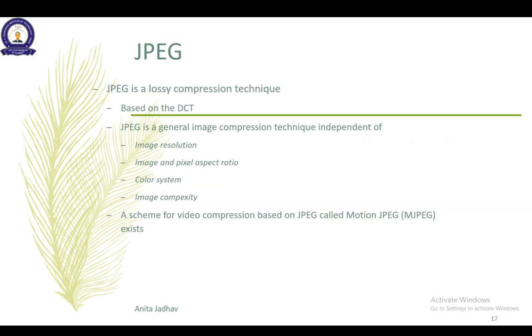One more thing we have to remember: JPEG is a lossy compression. The moment I say lossy compression, I hope everybody knows now that whatever data is lost in the process of compression cannot be recovered back. JPEG has a lossless mode also, which gives a very low compression factor. It does have a lossless mode, but normally whenever JPEG is referred to, it is referred to as the lossy mode. It is based on the DCT.